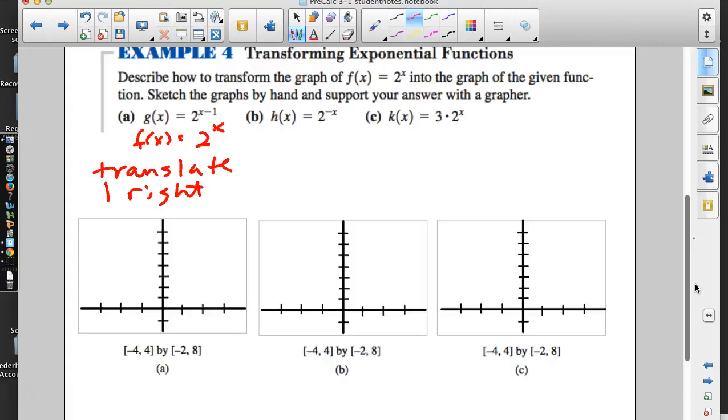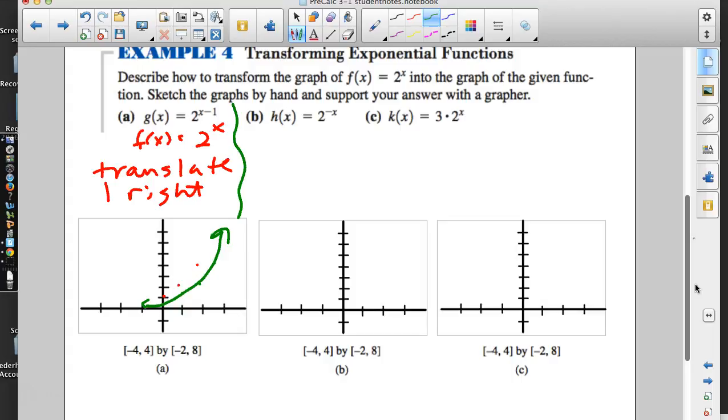Our normal 2 to the x, our parent function, we know is going to go through 0, 1, then it would go through 1, 2, and 2, 4. And all we would have to do with those points is just move them 1 unit to the right to make it solid. So using what we know about translations, transformations in general.